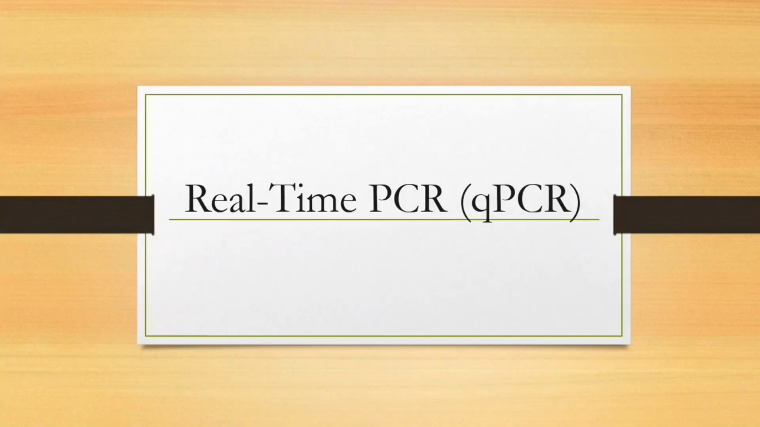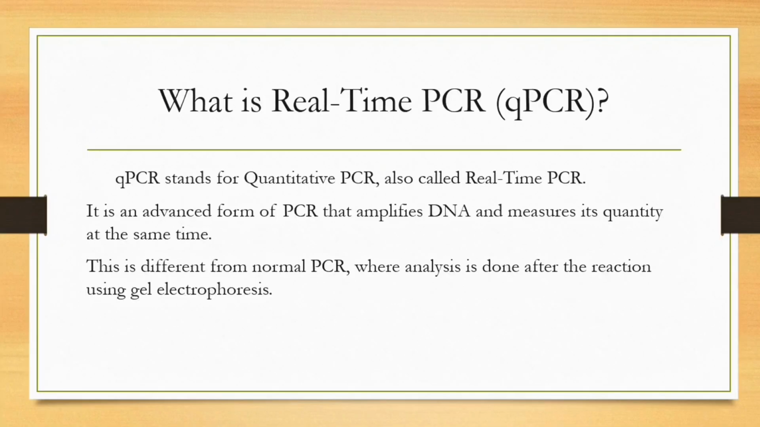Real-Time PCR. qPCR stands for Quantitative PCR, also called Real-Time PCR. It is an advanced form of PCR that amplifies DNA and measures its quantity at the same time. This is different from normal PCR, where analysis is done after the reaction using gel electrophoresis.